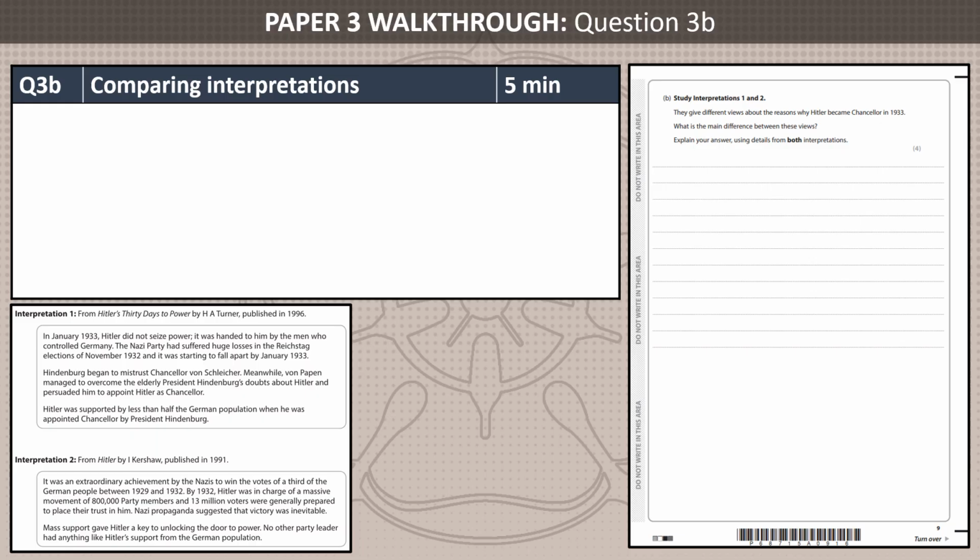The next question is a comparing interpretations question. We'll be given two interpretations on the paper. These will be two short written pieces. We need to compare them and say what the main difference is. Now the first thing that we need to do is to underline the focus. This is what we're being asked to compare them on. In this case, we have to compare how they differ about the reasons why Hitler became Chancellor in 1933.